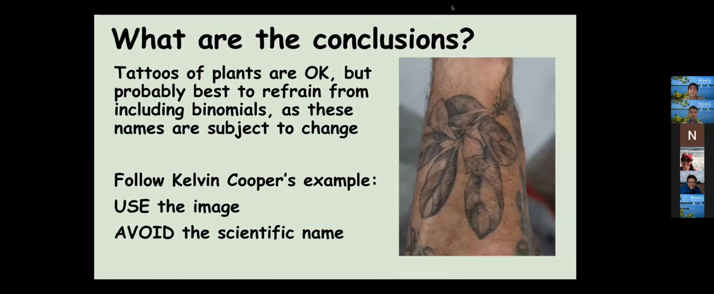So what are the takeaways? Tattoos of plants are okay, but it's probably best to refrain from including binomials, as these names are subject to change. Follow Kelvin Cooper's example. Use the image, but avoid the scientific name. It is quite possible that the Covenanthus will become an Alsobia or vice versa.